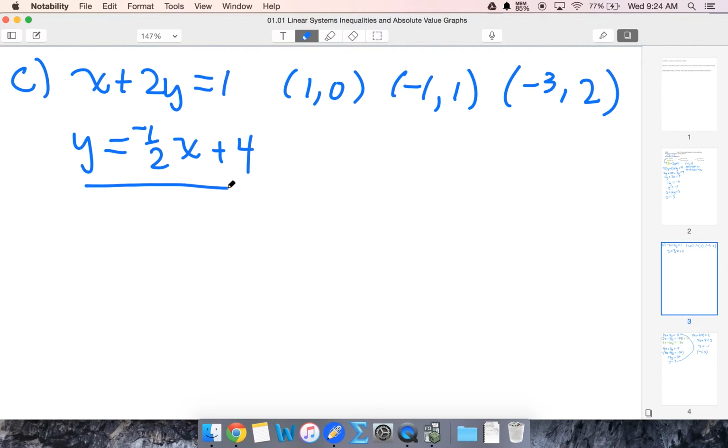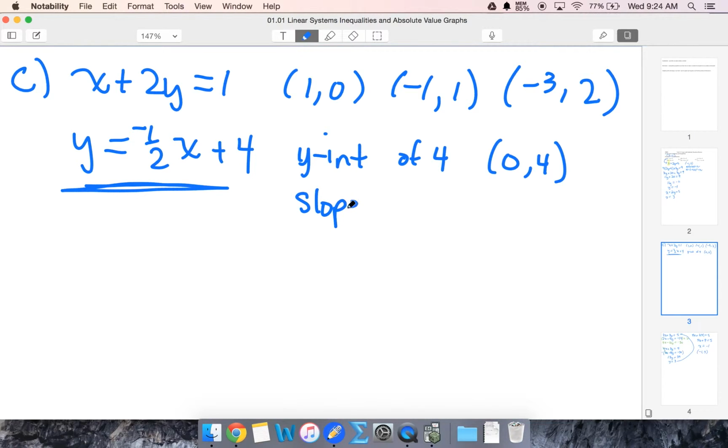This equation is super easy for us to graph either by hand or with our calculator because we know that it has a y-intercept of 4. That, of course, means it goes through the point 0, 4. And a slope of negative a half, so it goes down 1 and to the right 2.